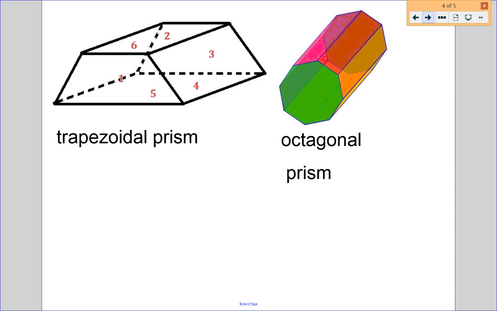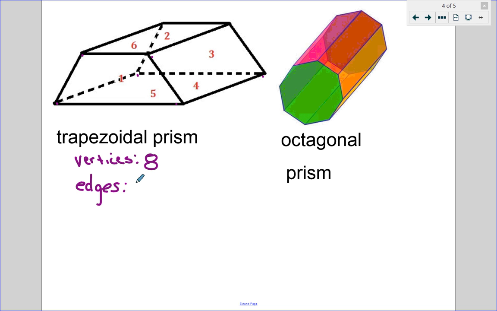Our next ones, we're going to look at our trapezoidal prism and an octagonal prism. On a trapezoidal prism, we look at how many vertices we have. And a trapezoid has four sides, so it should be that it ends up being 8. Let's see if we're right. 1, 2, 3, 4, 5, 6, 7, 8. It has 8 vertices.